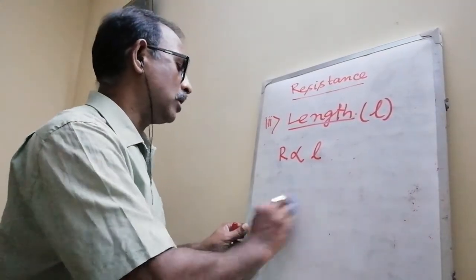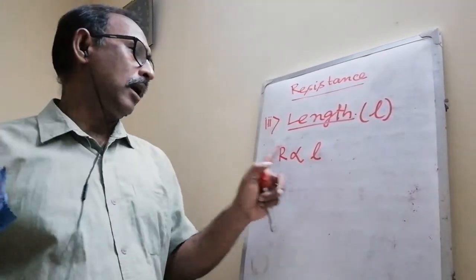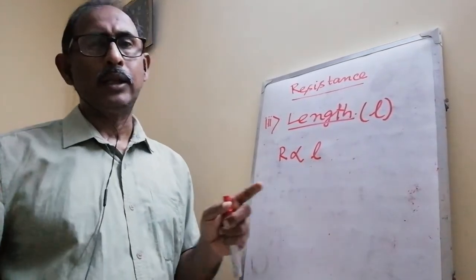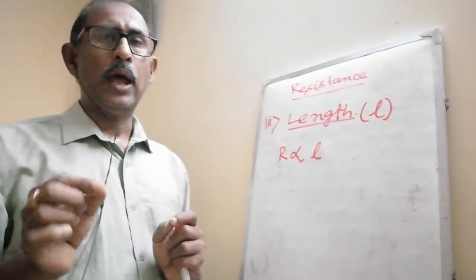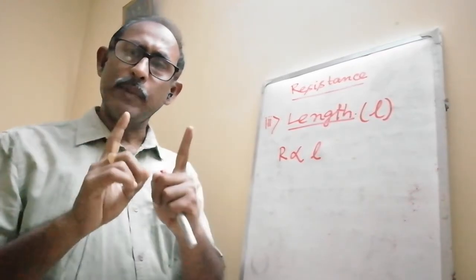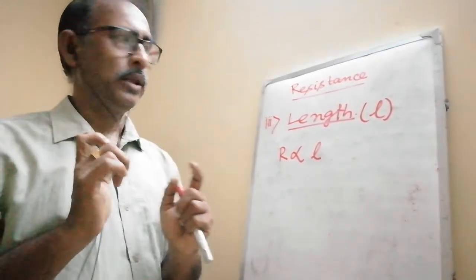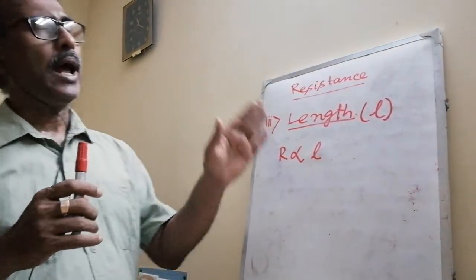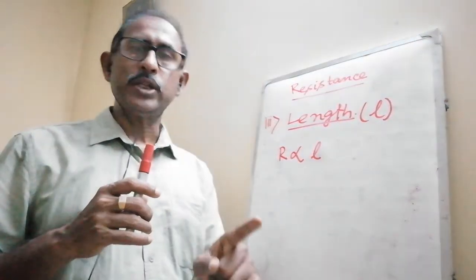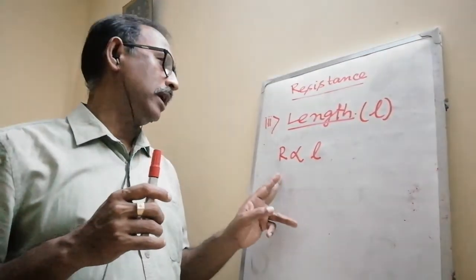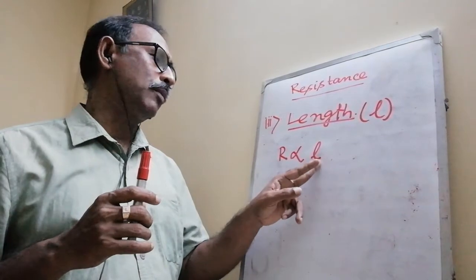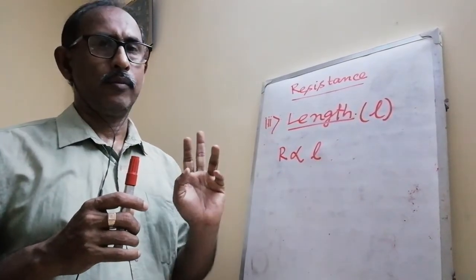Here remember that when resistance depends on L, then the cross section of the conductor and the temperature of the conductor remain constant. That means when the temperature and the cross section of the conductor remain constant, then the resistance is directly proportional to L.